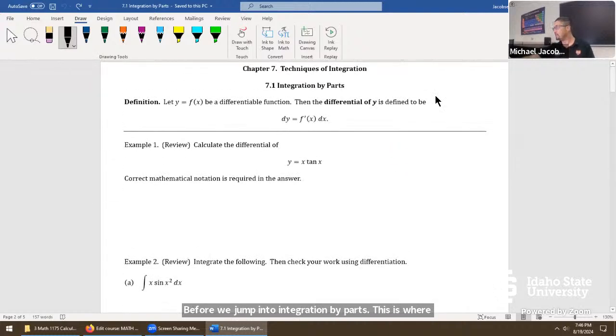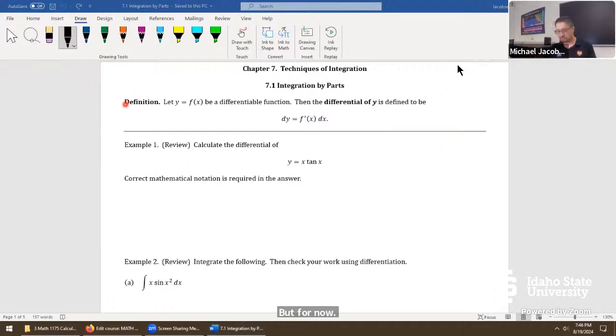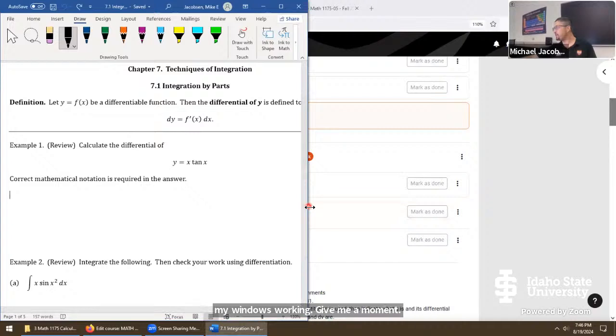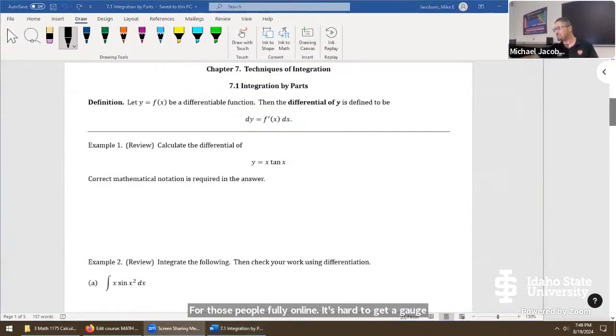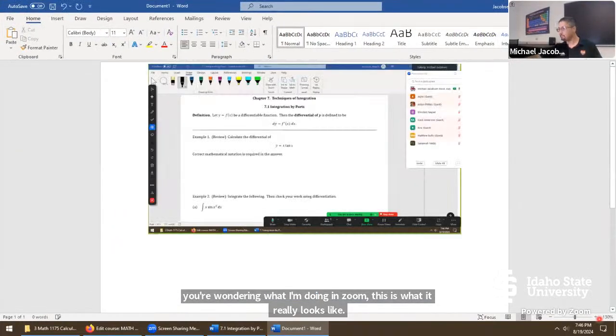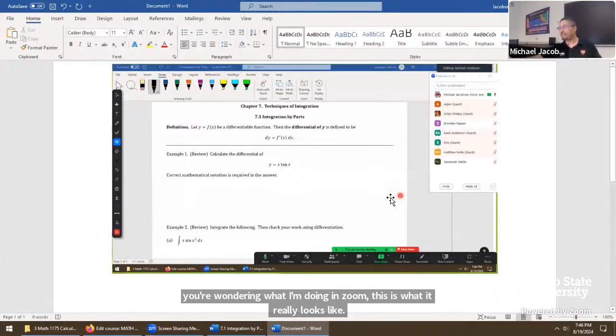But for now, here's about how the notes are going to go. I just have to figure out how to get my windows working. Give me a moment. For those people fully online, it's hard to get a gauge of what in the world I'm doing. I learned this the other day that certain things aren't even viewable coming in through Zoom. If you're wondering what I'm doing in Zoom, this is what it really looks like. So this is what my screen looks like.